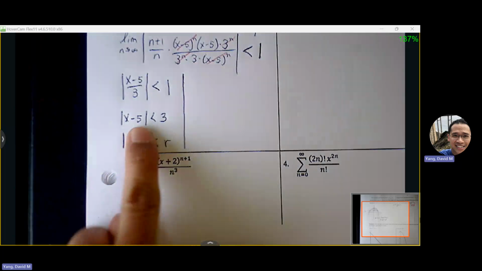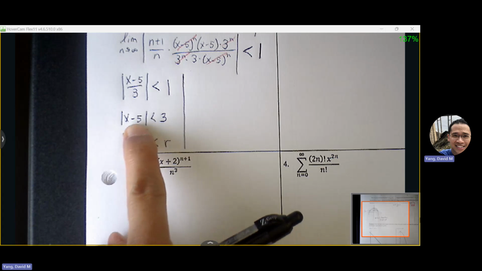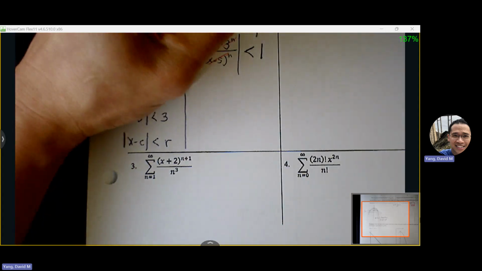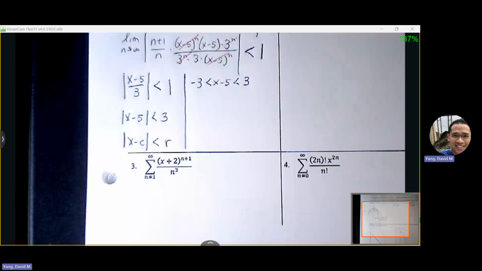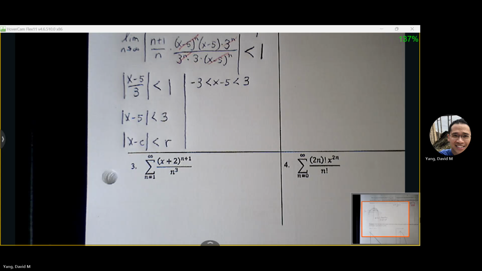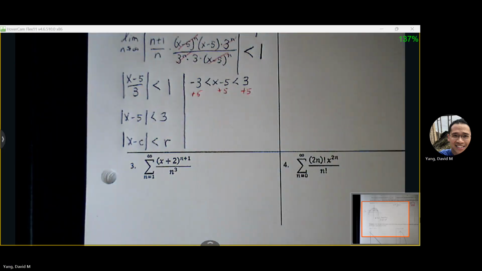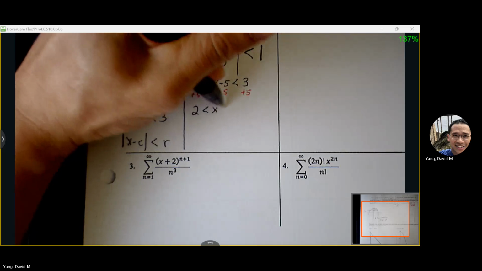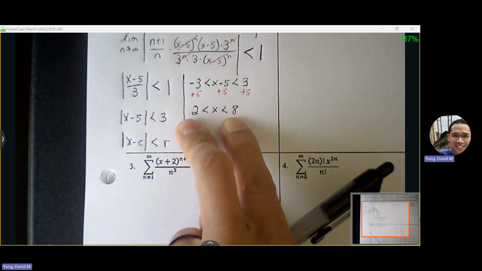So the way we're going to move forward is we're going to get the absolute value to drop, and we'll do less than on both sides of the x minus 5, the left side being -3 and the right side being 3. So we're going to say x minus 5 is between 3 and -3. Add 5 to all the terms. Now, this is your potential interval of convergence. You're guaranteed that the series will converge between 2 and 8.